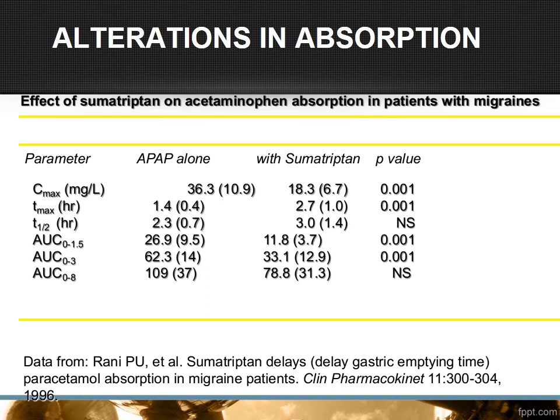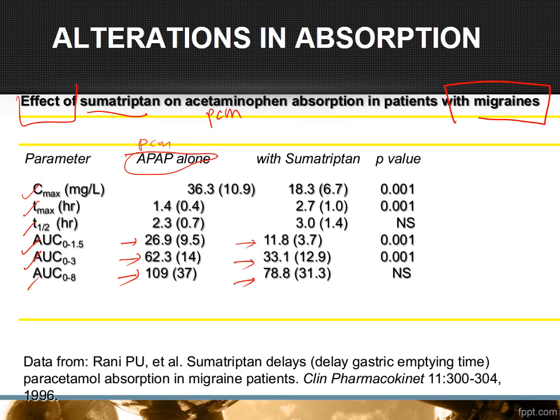Okay, these are some examples of the effect of sumatriptan on paracetamol, acetaminophen absorption in patients with migraine. These are the parameters that we assess: Cmax, Tmax, T-half, area under the curve. So for acetaminophen here, PCM, this one, the blood plasma concentration is 26 when ingested alone, but when it is taken with sumatriptan, the plasma concentration is greatly reduced. This is because of the alteration in drug absorption.